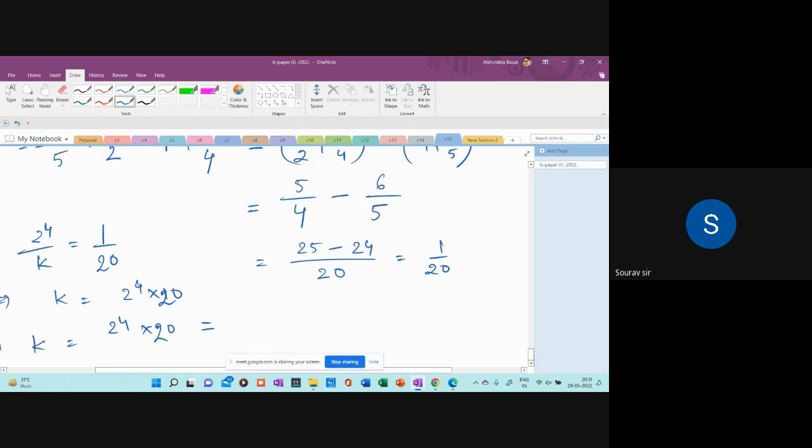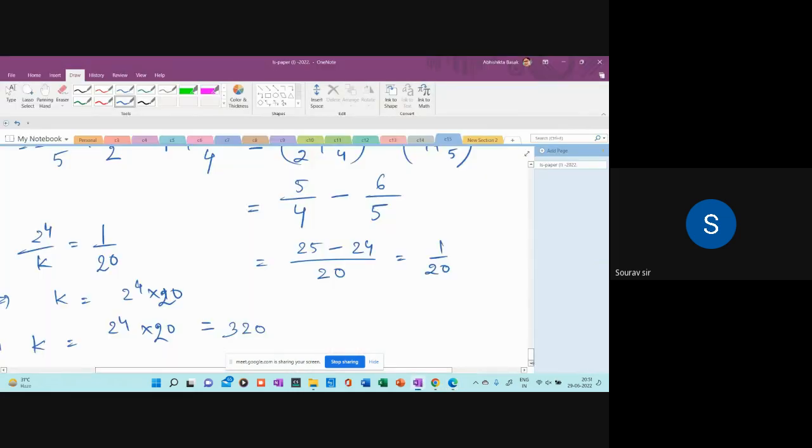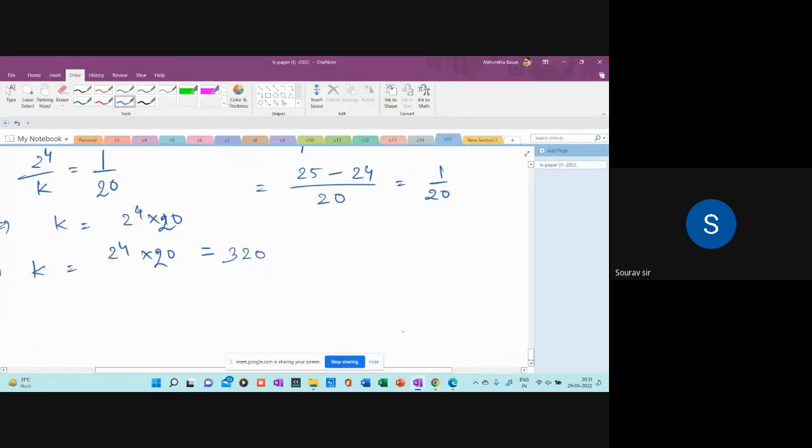So this thing, is it matching now? Yes, ma'am. I think it's 320, right? We have a value 320. Yes, there was a mistake in the calculation. That's why it's not matching. Is it okay now? Yes, ma'am. Okay.